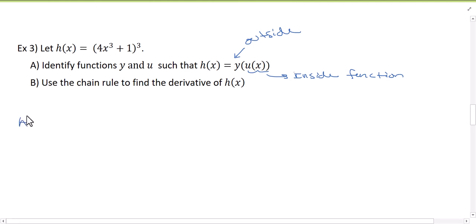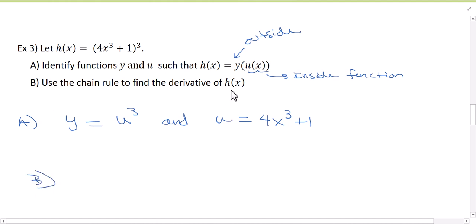So for part A, we're going to say let y equal, so what is happening here? I have something cubed, right? As soon as I see that, oh, I have a quantity cubed, my outside function is the cubing. So this is going to be u cubed, and u then is the inner function. So u is equal to 4x cubed plus 1. So when you compose these functions, you're going to get the original h of x. So those are my two functions.